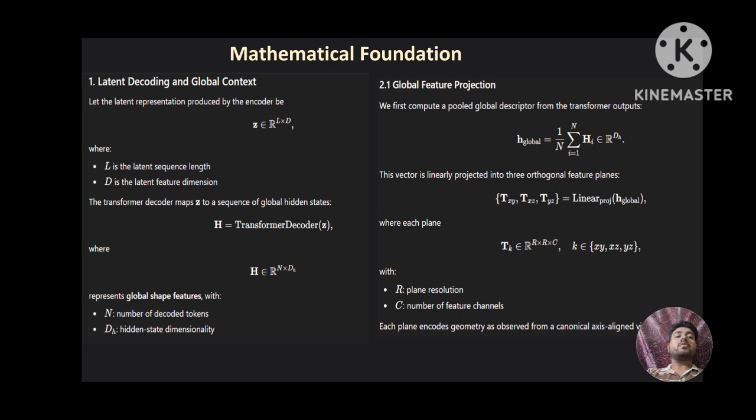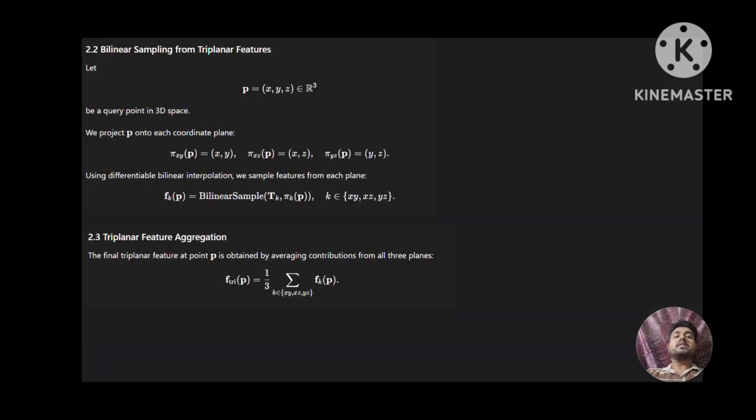And later we move on to the global feature projection. First, we compute a pooled global description from the transformer outputs. This is done in order to decrease the computational power. Instead of directly taking the whole data, we do global pooling. The vector is linearly projected into the three orthogonal feature planes, which are xy, zx, and yz planes. And after, from each plane, we extract those points and align them into a vector.